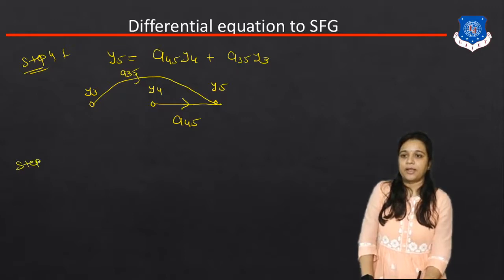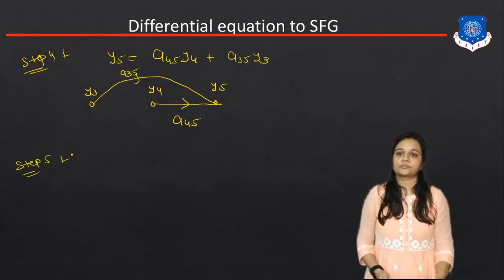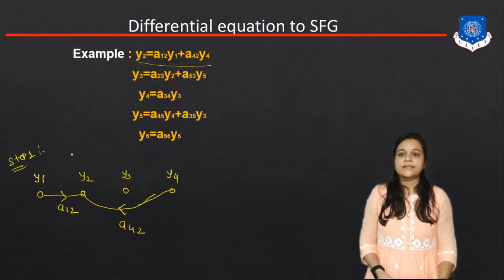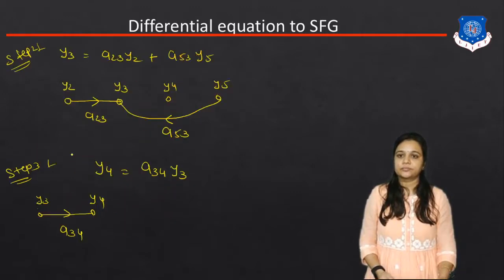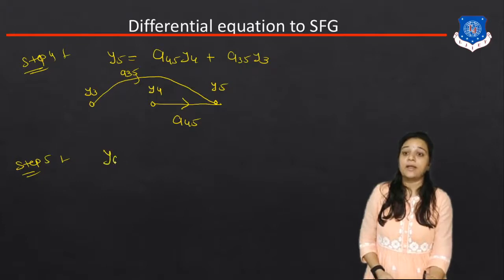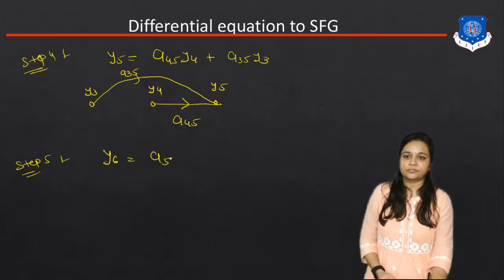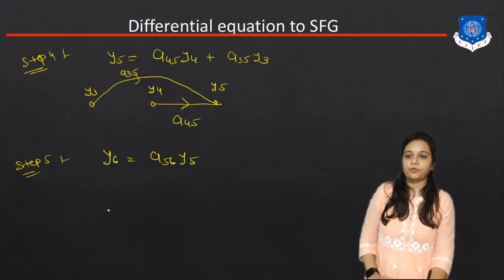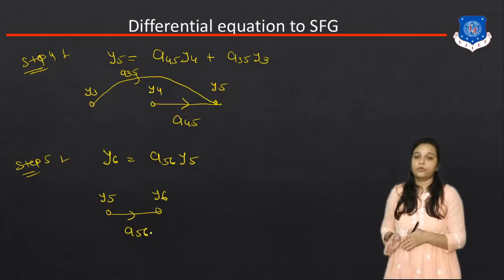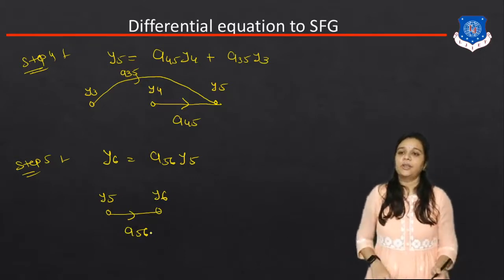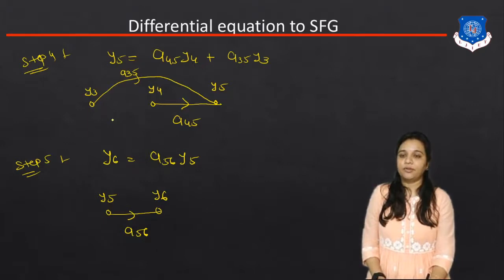Now the last step and the last equation is y6 equals a56 y5. Simply put two nodes here, y5 and y6. Y6 is the output, y5 is the input, and the gain will be a56. Now you have to join all these steps and draw the final signal flow graph.